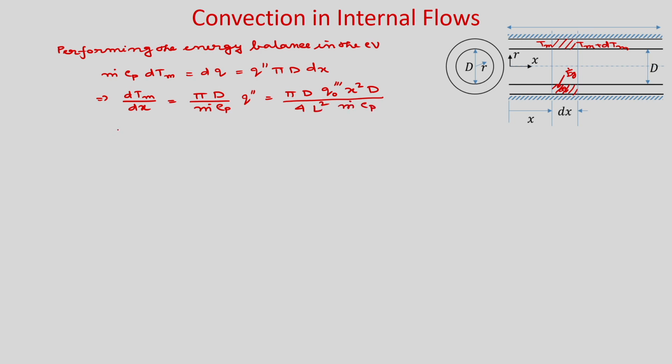Now, if you integrate it, the mean temperature Tm at x, with inlet Tm i, is equal to pi d square by 4 q naught triple prime divided by m dot Cp. These are constants, so you can take them outside the integral.